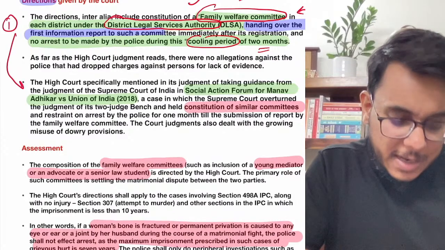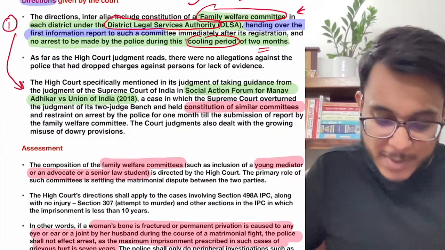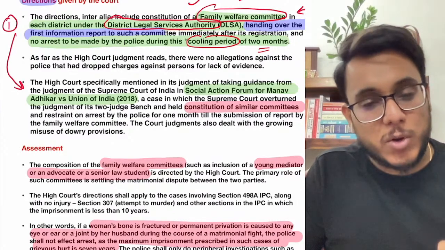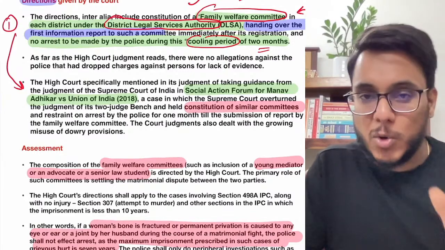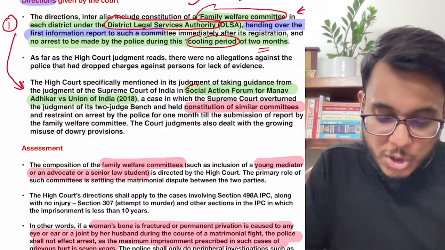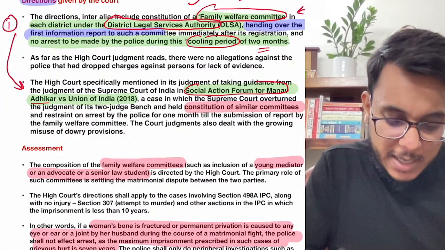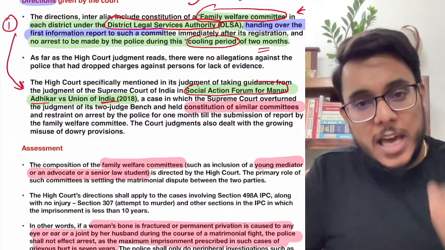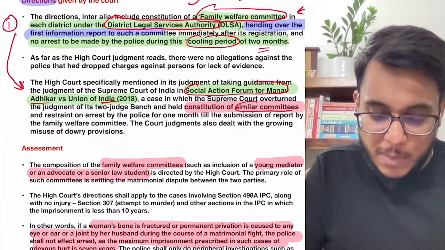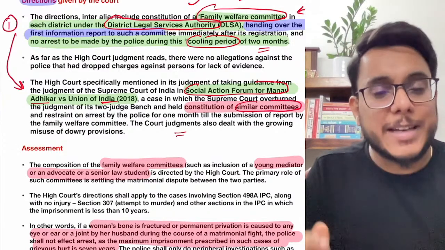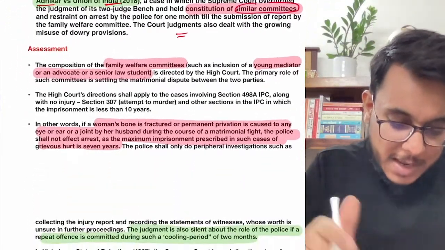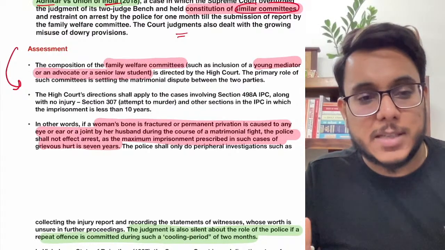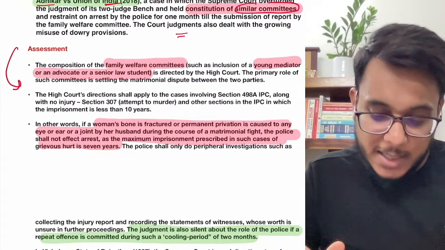Now guys, the Allahabad High Court actually got its inspiration from a Supreme Court judgment of 2018. In 2018, the Supreme Court came out with a judgment by the name of Social Action Forum for Manav Adhikar versus Union of India. There also the Supreme Court said that similar kinds of committees are to be formed, and a cooling period needs to be there before making an arrest. Now guys, let's assess whether this is good or whether there are certain problems.